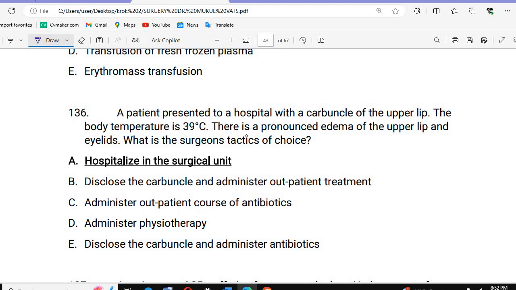Now, if the patient is hospitalized with a carbuncle of the upper lip, we told that the most common site is the nape of the neck, but it can also be seen in regions like the upper lip. The body temperature is 39 degrees Celsius, with pronounced edema of the upper lip and the eyelids. So what is the surgeon's tactic of choice? We told that carbuncles can have dangerous complications, and that's why we hospitalize them in the surgical unit. In most questions, because we are studying surgery, they choose the surgeon's tactics, and the surgeon's tactic is the operation or surgery.